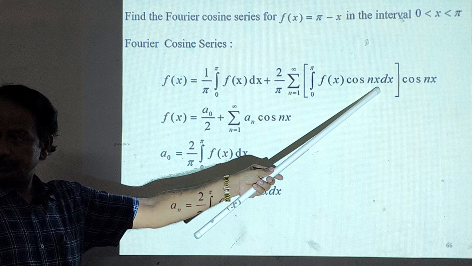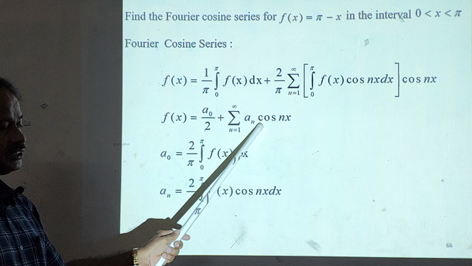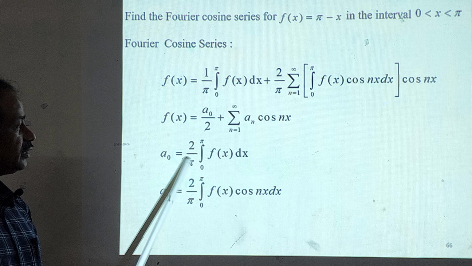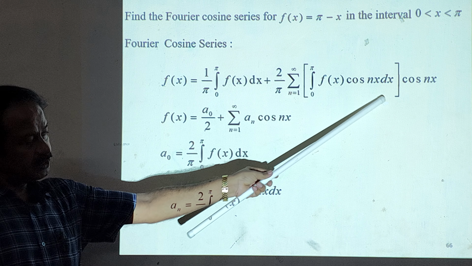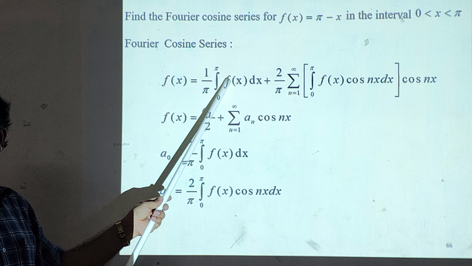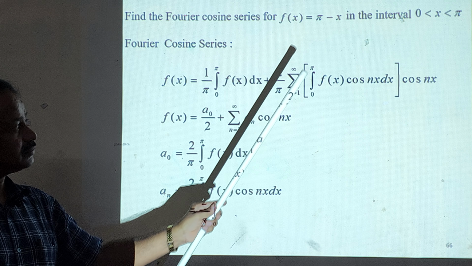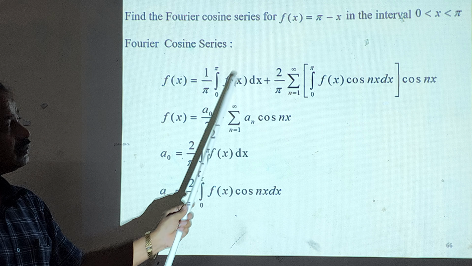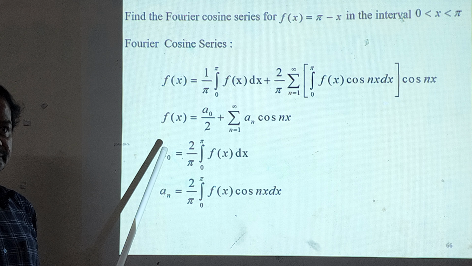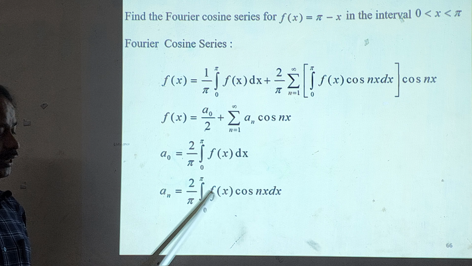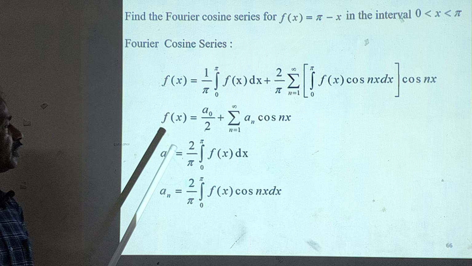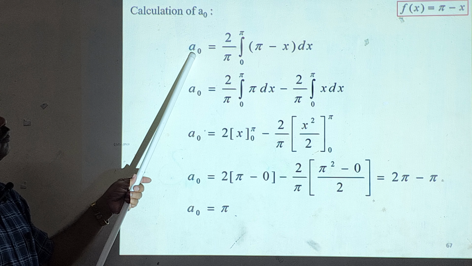This is the total Fourier series. The Fourier cosine series is given by this, where a0 is given by this and an is given by this. This is a0, this is an, correct? Okay, so Fourier cosine series is asked. So a0 is given by this, an is given by this expression. First we will go for a0.